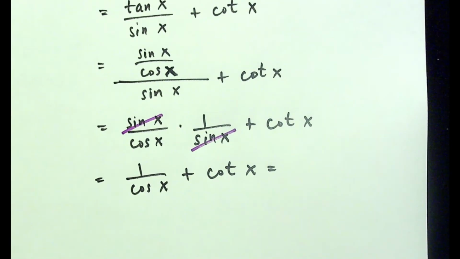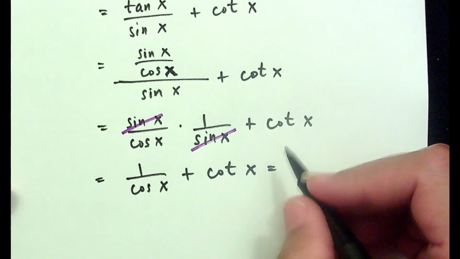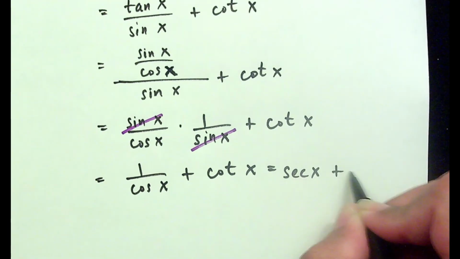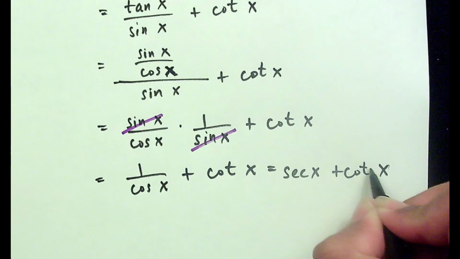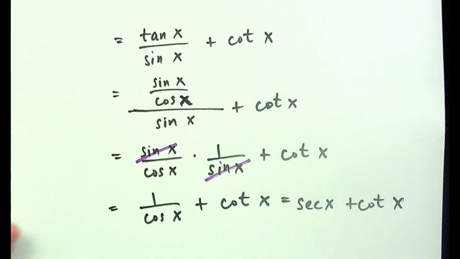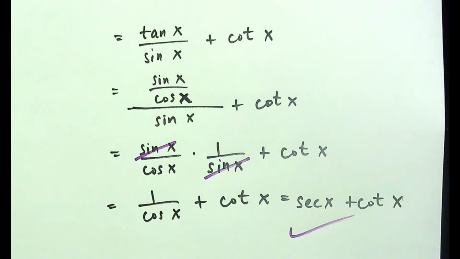Now 1 over cosine, the reciprocal of cosine, is the secant. So this is secant of x plus cotangent of x. And that is precisely what we wanted. We wanted to end up with secant of x plus cotangent of x. So we simplified it to what we wanted. So the identity has been verified.